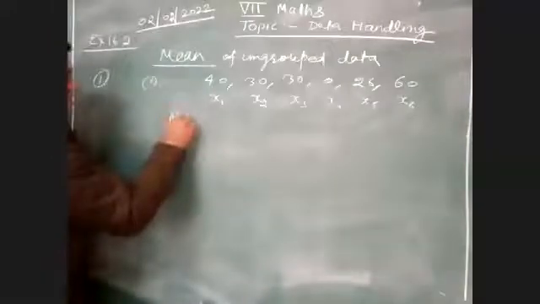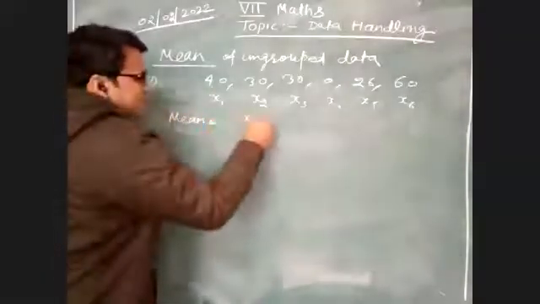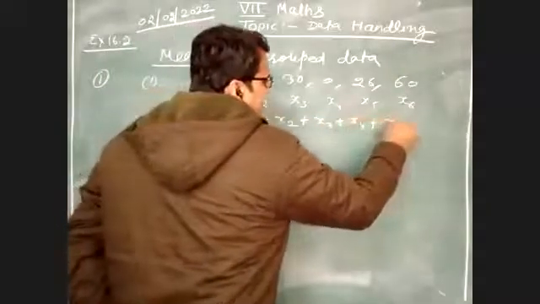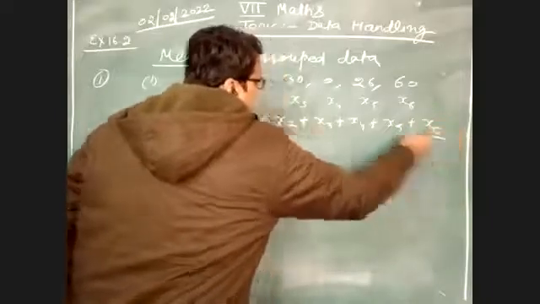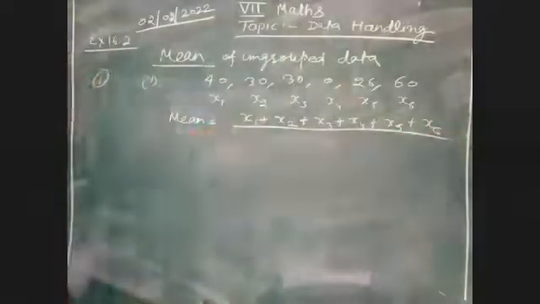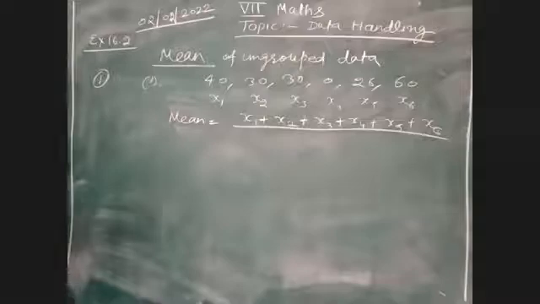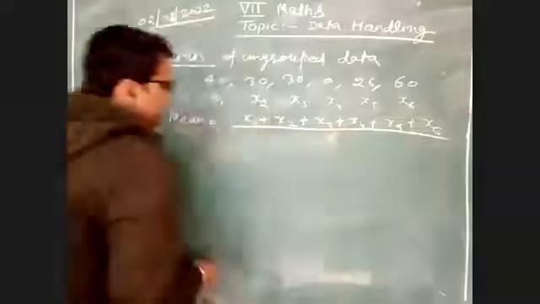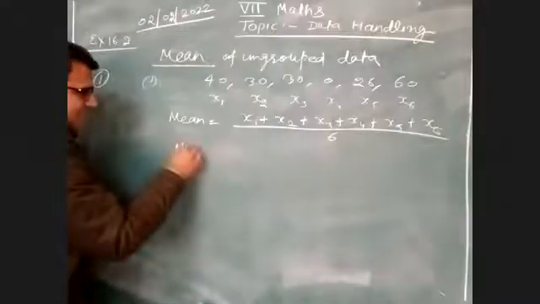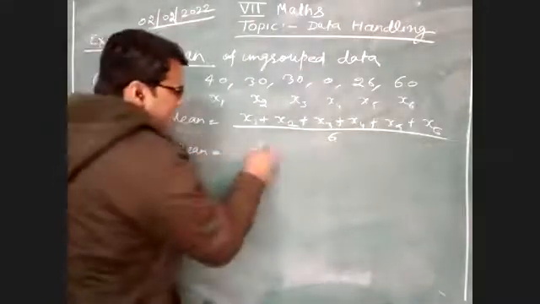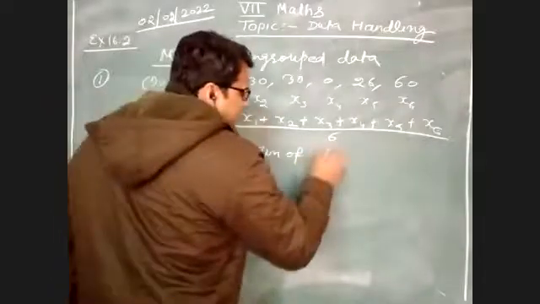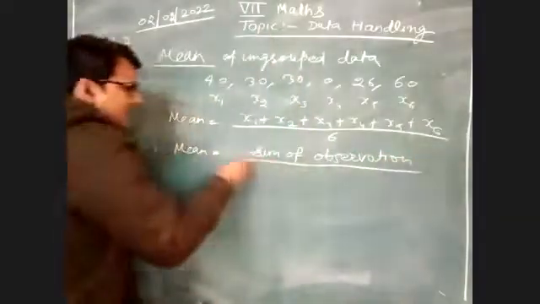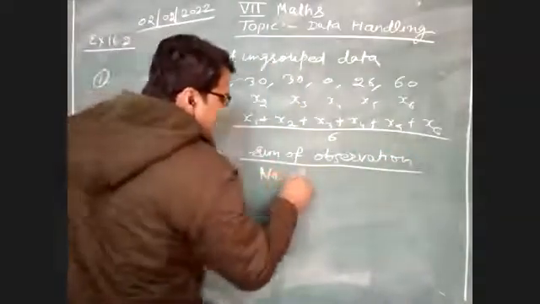If you want to calculate the mean, you have to add up all these observations and divide by the number of observations, that is, the sum of all observations over the number of observations. These observations are 6 in total. So the formula to calculate the mean is equal to the sum of observations divided by the number of observations.